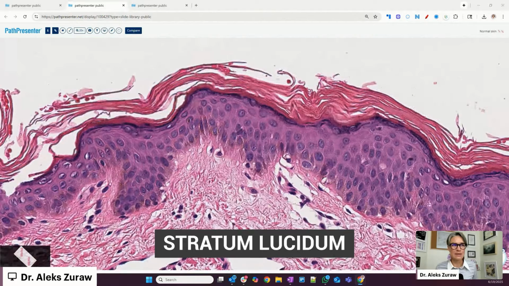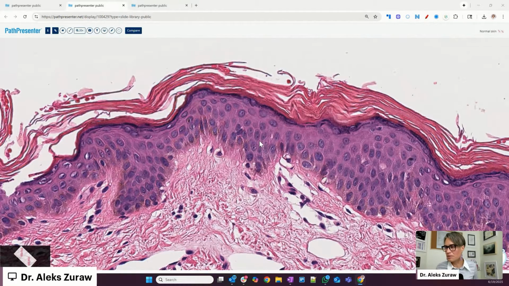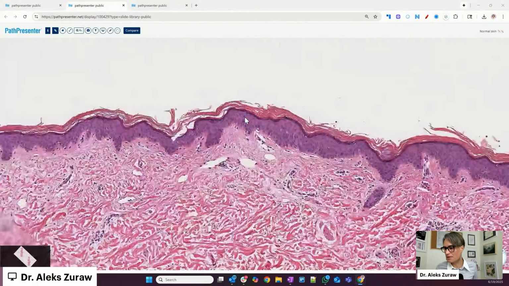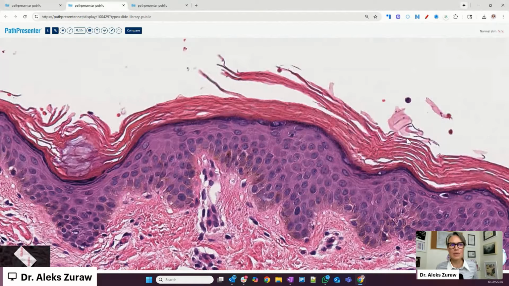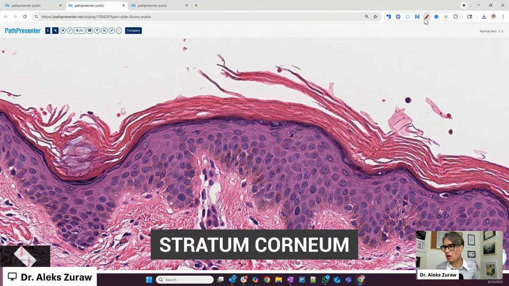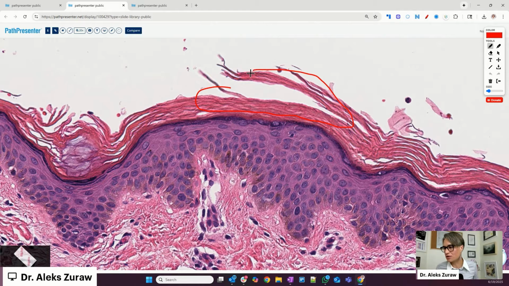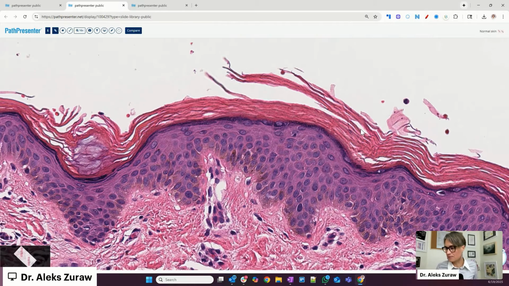Stratum lucidum is something that is only going to be visible in thick skin, and this is actually thin skin. So we don't have the stratum lucidum that should be at the top, but we do have stratum corneum, which are all these flakes. This is stratum corneum. These are the cells that were here. Here you can see them already flattening, detached, and having lost the nucleus, they became these keratin flakes that additionally protect us from damage, protect us from whatever is happening to us from the outside.